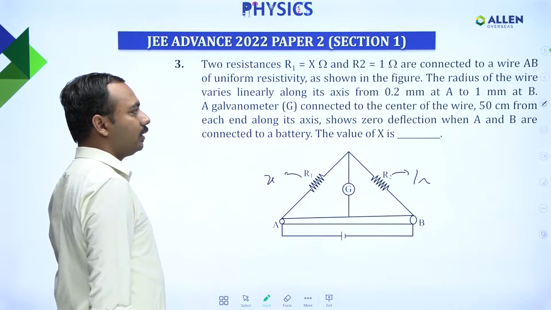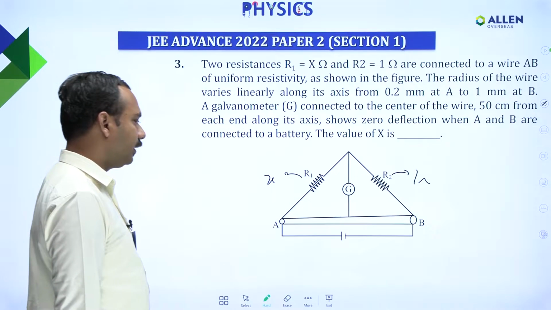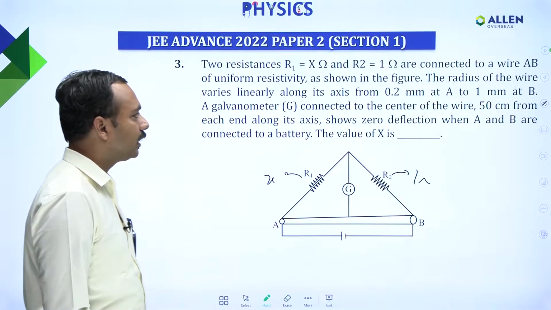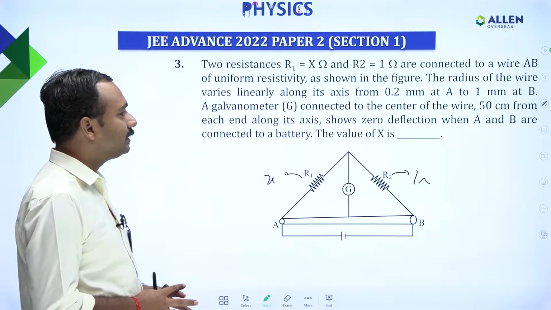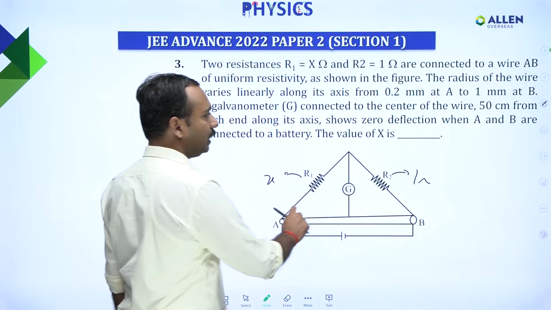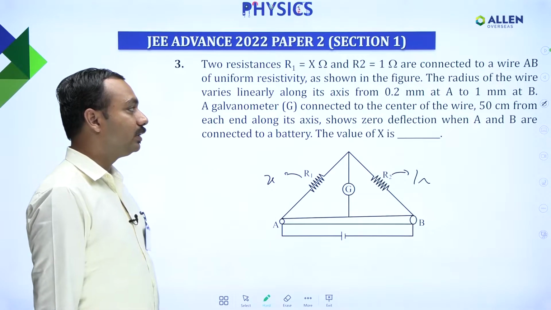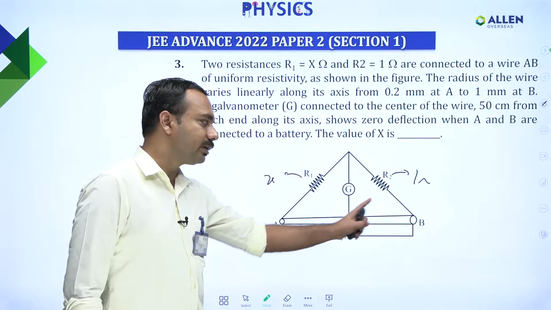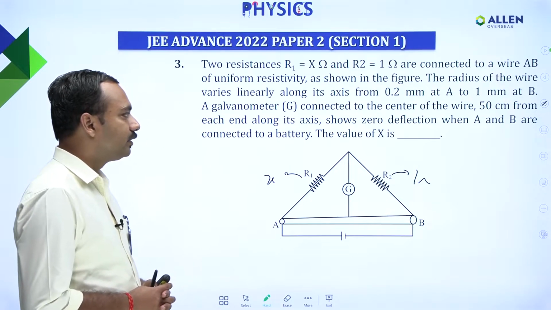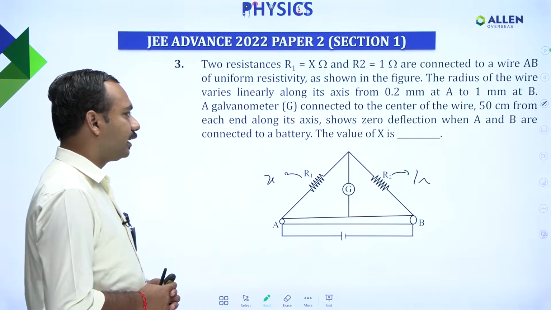And connected to a wire AB of uniform resistivity, you can see a wire AB they have connected. The radius of the wire varies linearly. So here the radius is 0.2 millimeter at A and increases to 1 millimeter at B. A galvanometer is connected at the center of the wire, 50 centimeter. It means the complete length of the wire is 100. It shows zero deflection when A and B are connected to the battery.